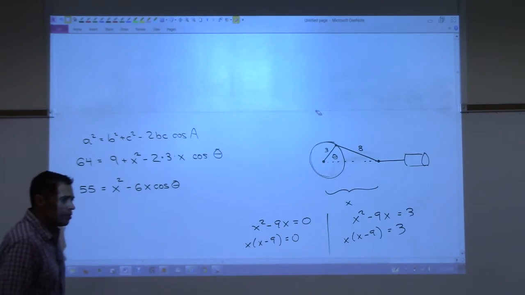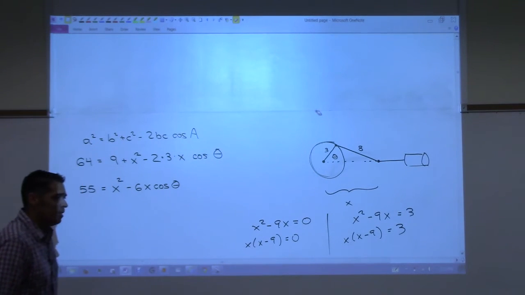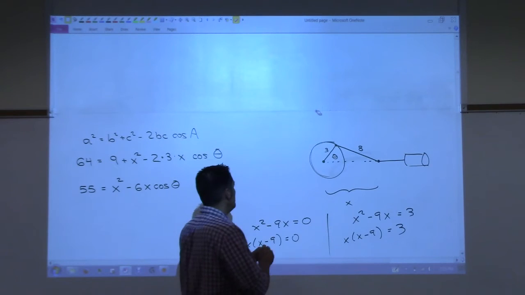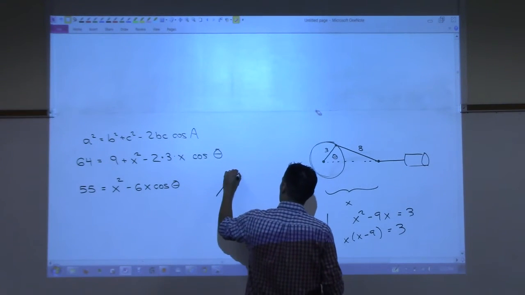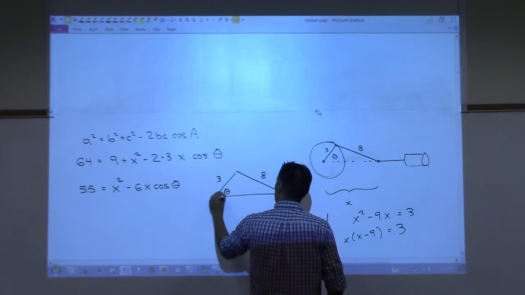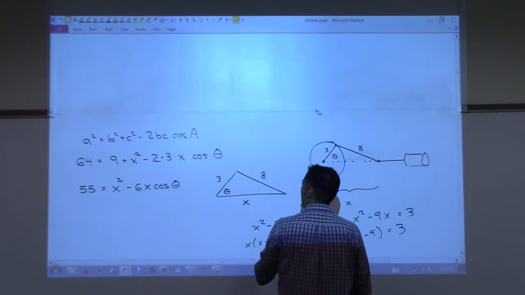Okay, so you're saying use the law of cosines, but do the x squared one instead? Yeah. So what would we have gotten? Did you have that? Let me draw it again real quick. 3, 8, theta here, and then x here. That's what we had, right?